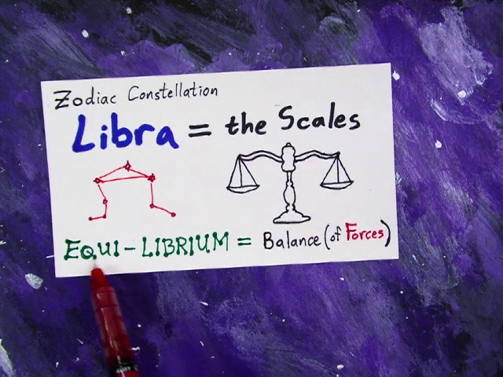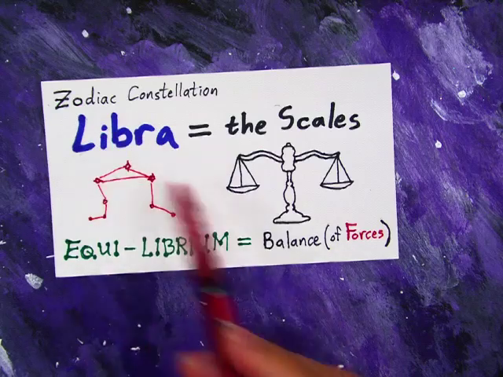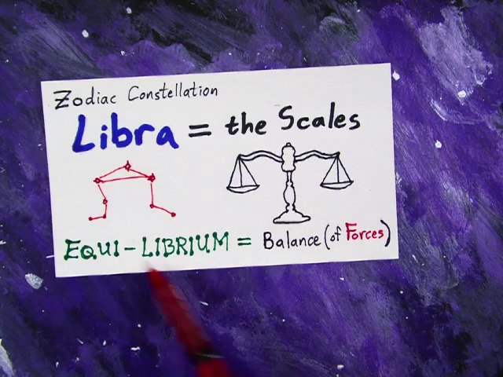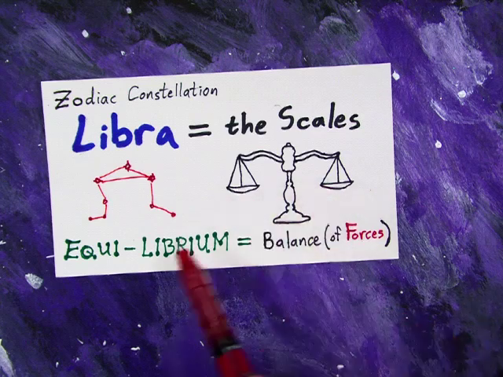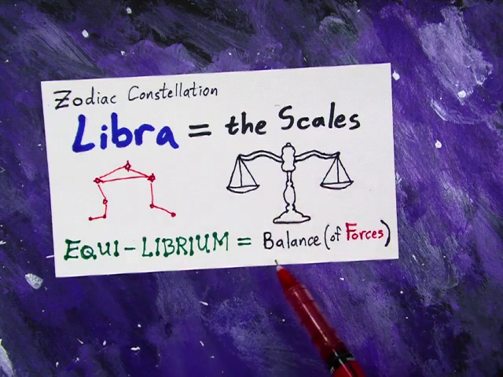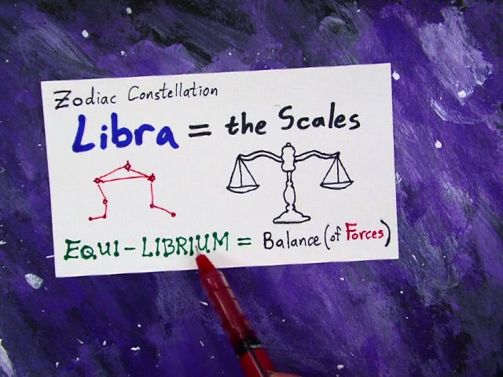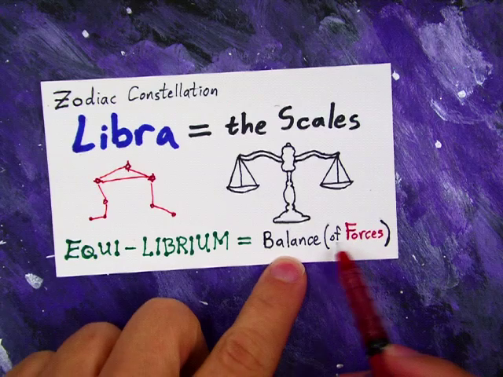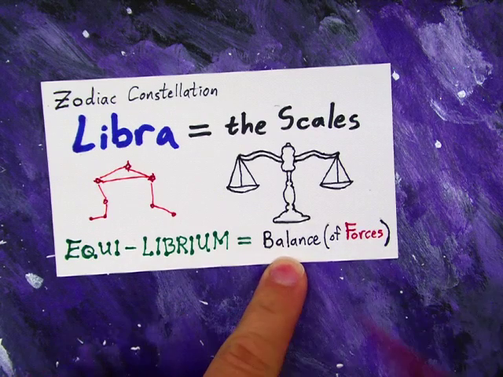The term equilibrium comes from this word Libra. Equal and scale. Equal on both sides of the scales, meaning a balanced scale. That's equilibrium. And in physics, equilibrium means a balance specifically of forces, a balance of forces. That's equilibrium.